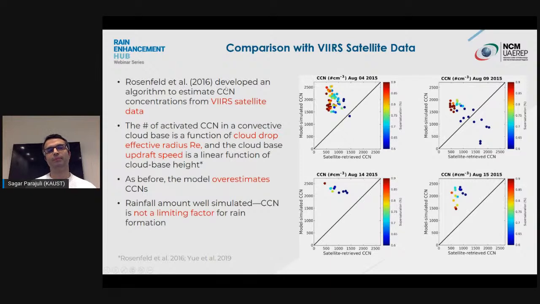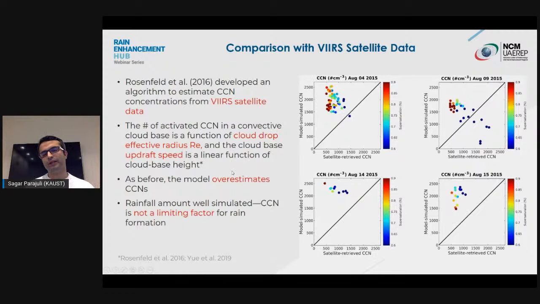Rosenfeld et al. developed an algorithm to estimate CCN concentration from satellite data. Talking more about this algorithm, the number of activated CCN at a convective cloud base is a function of cloud drop effective radius, and the cloud base updraft speed is a linear function of cloud base height. That is how the CCN number concentrations were retrieved, and we compared those estimates with our simulations. As before, the model overestimates CCN by about a factor of 2, just as in the previous ground-measured observations.